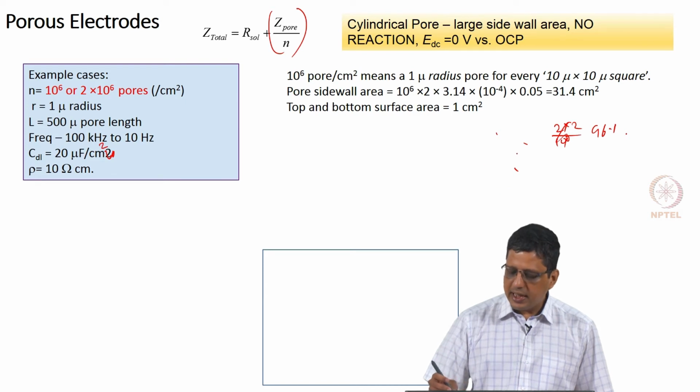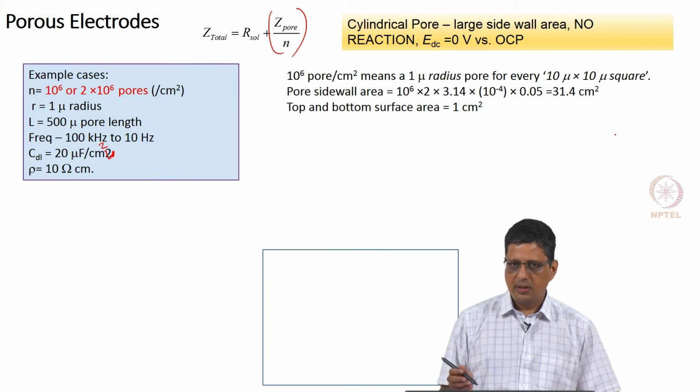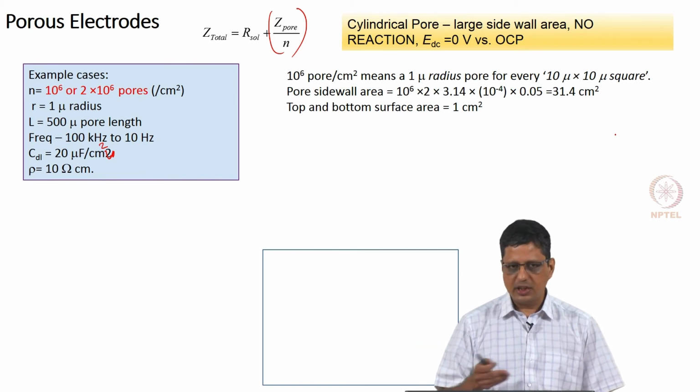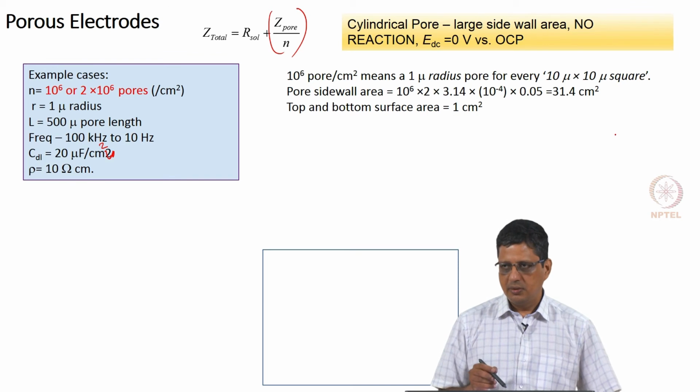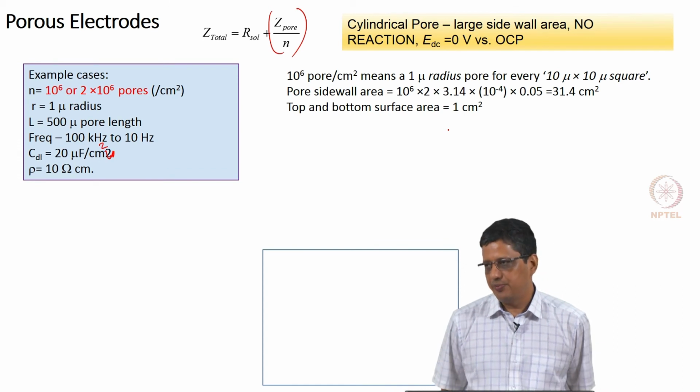The sidewall area corresponding to that, if I have a million pores, is going to be 31 centimeter square. The area of the top and bottom surface is of course 1 centimeter square, that is how we had taken this. So, compared to 31, we are neglecting 1, meaning we are leaving out around 3%.